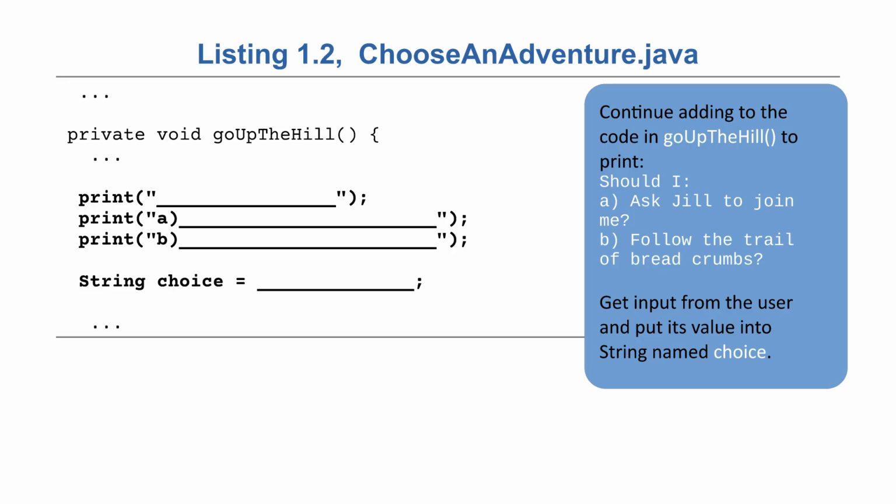Next, continue adding to the code in Go Up the Hill to print: Should I A. ask Jill to join me, or B. follow the trail of breadcrumbs? Get input from the user and put its value into a string named choice.